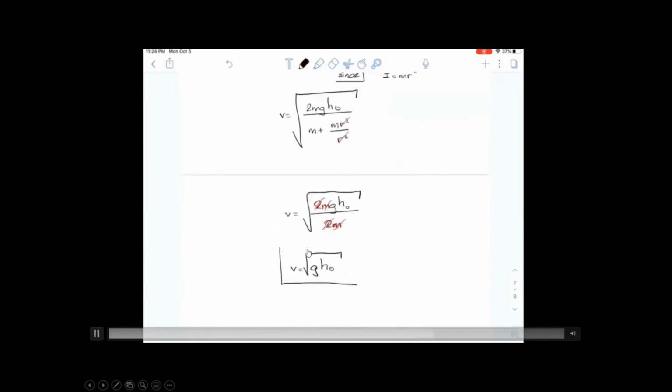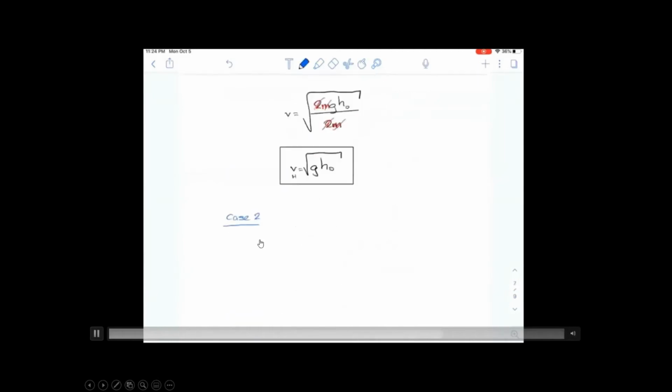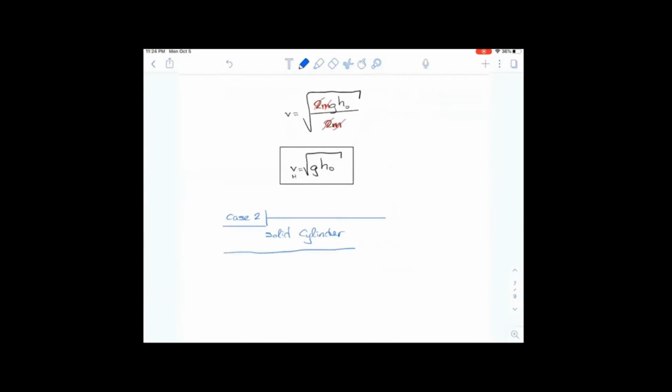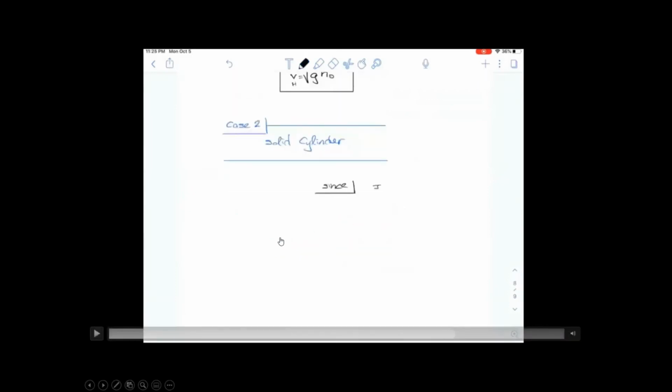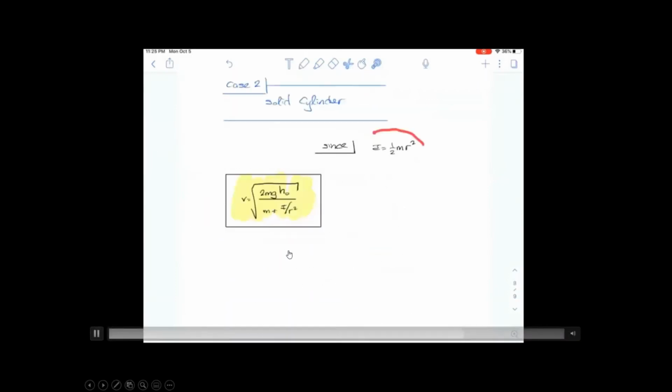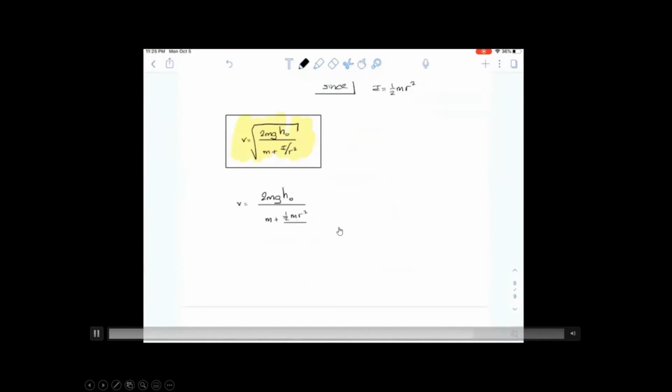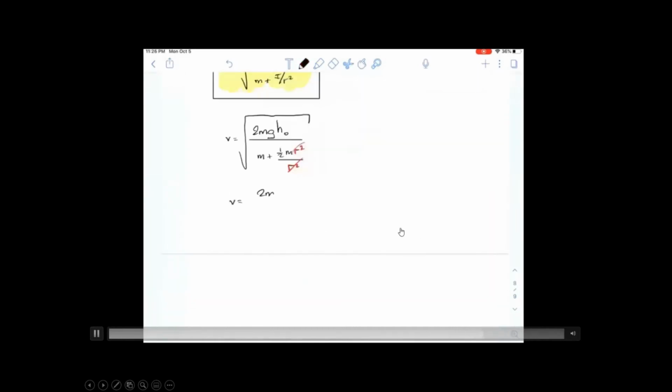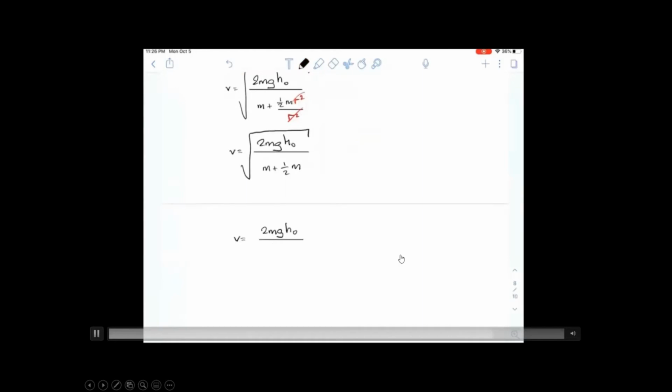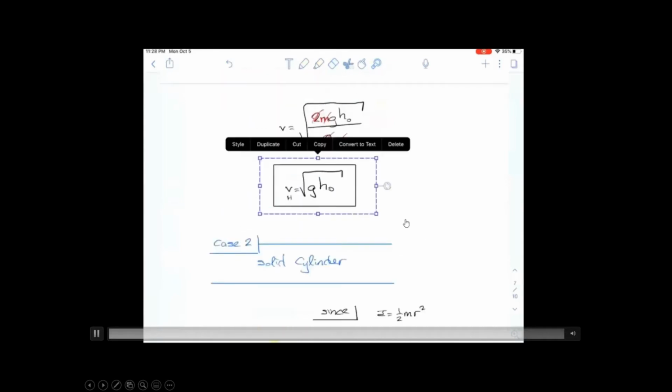Let the math take care of itself. When you put in the expression for the moment of inertia, notice that the mass and the radius will not matter in terms of final speed. The only thing that matters is the initial height. When you're looking at the solid cylinder, the diagram is slightly different. Once again, the mass is not going to matter. The size is not going to matter. The only thing that matters is the shape, as it so happens.